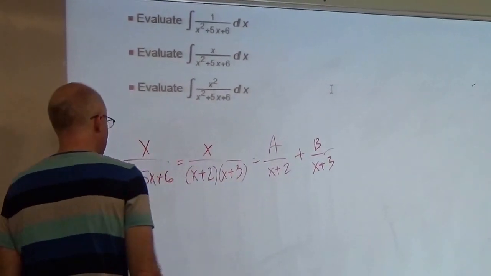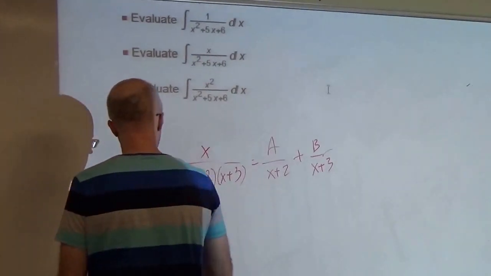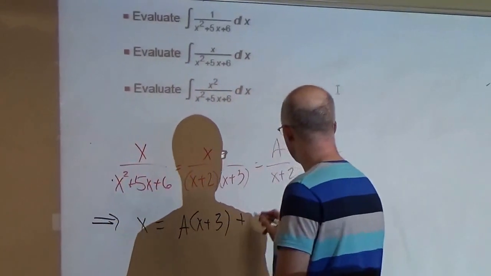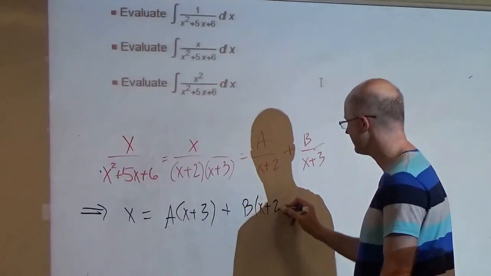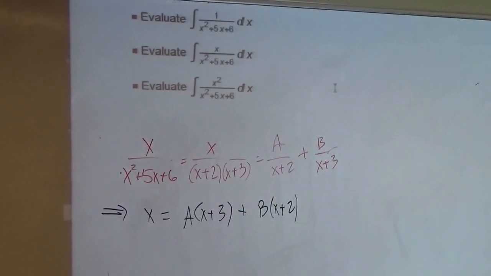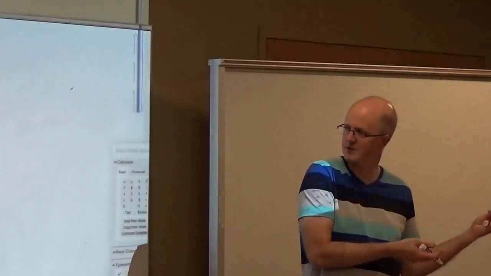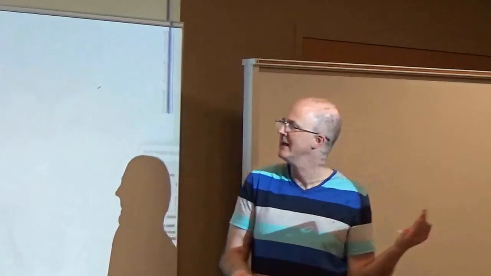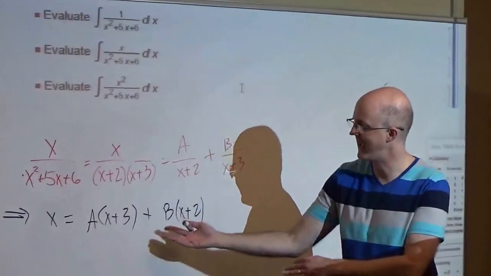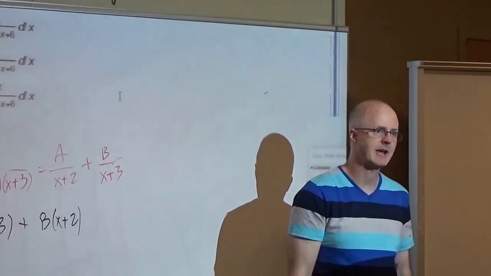Once again, multiply both sides by x plus 2 times x plus 3. On the left, you're left with an x. On the right, you're left with a times x plus 3 plus b times x plus 2. Once again, you can expand things out to get a coefficient times x plus another coefficient that would be the constant term. In this case, the left side only involves the x term and no constant term, so the coefficient of x on the right would have to equal 1, and the constant term would have to equal 0, and you can just solve for a and b.